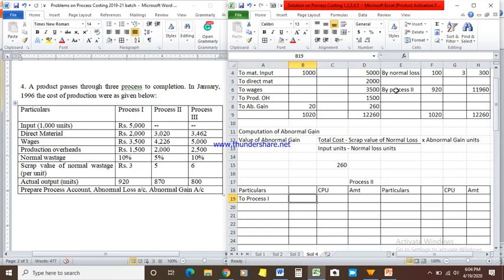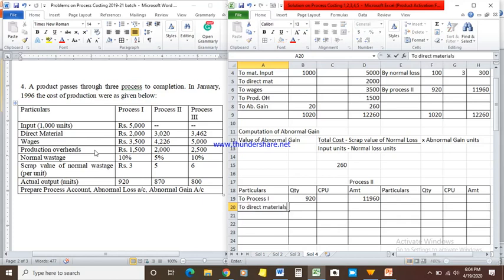So from process to process, process 1 is carried on, so it is brought down here. Again I write here quantity 920 units, amount 11,960. So again in process 2 we have direct material, wages, and production overheads.